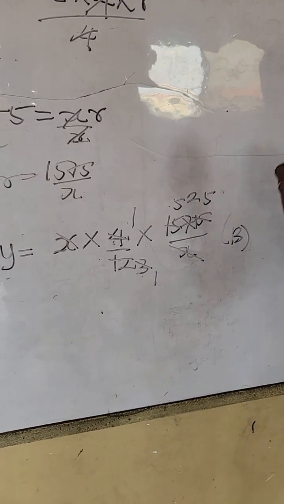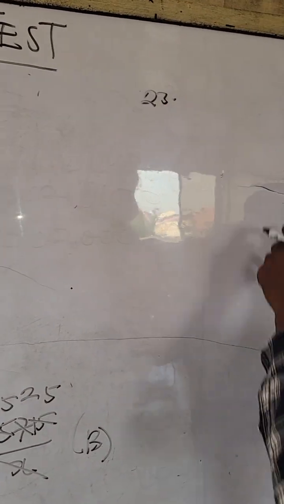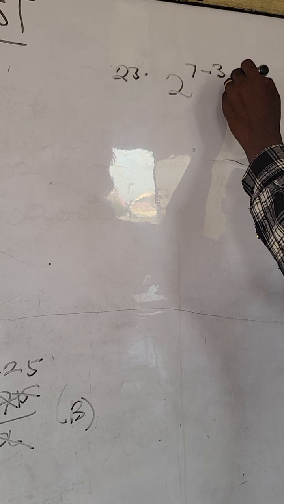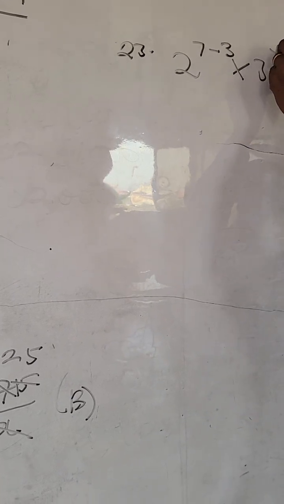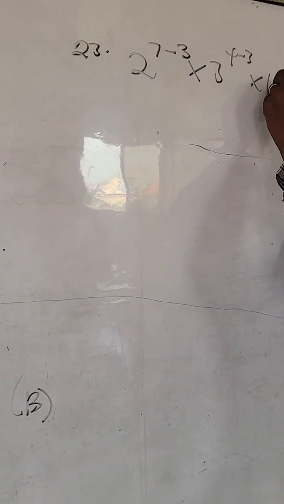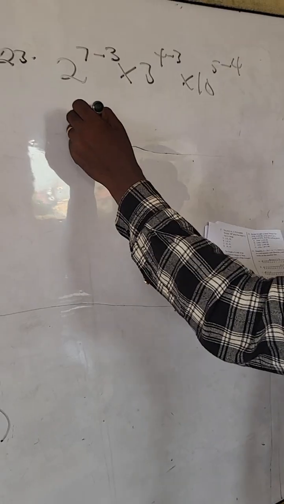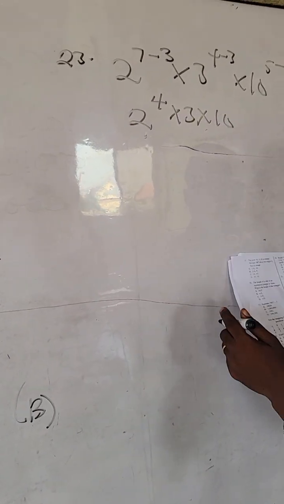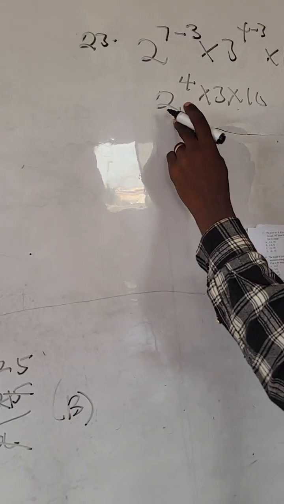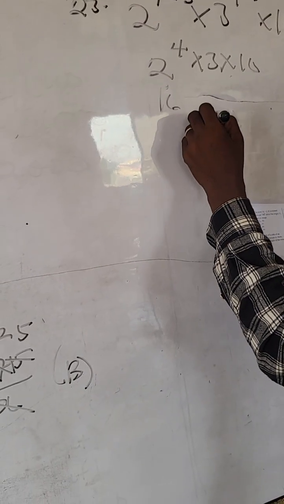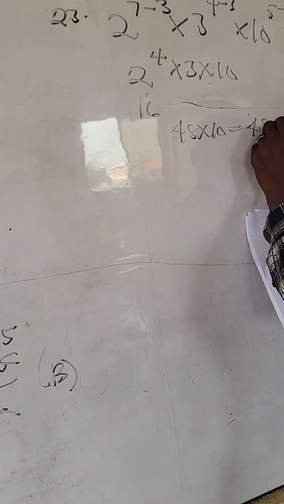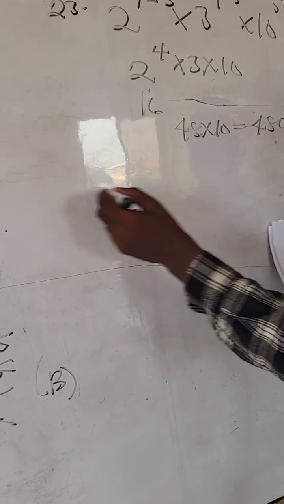Number 23. Evaluate that. So 2 exponent 7 divided by 3, subtract 3 exponent 4 divided by 3, 10 exponent 5, 4. So that's 2 exponent 4 times 3 times 10 exponent 1. So 2 exponent 4 is 16 times 3 is 48 times 10 is 480. Option A. 24.